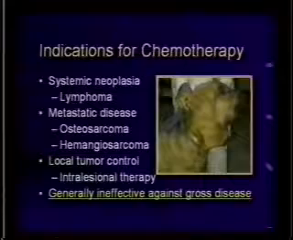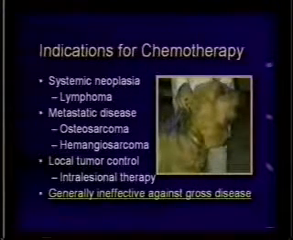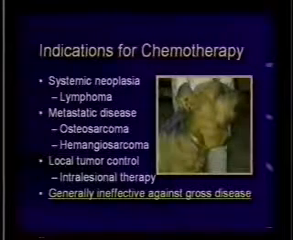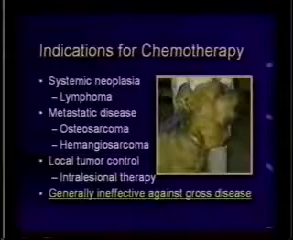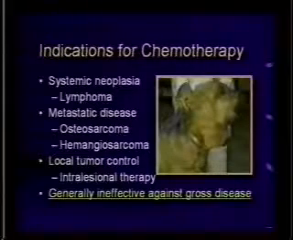But something to keep in mind when we're talking about tumors is that with the exception of lymphoma, chemotherapy is generally ineffective at treating gross disease. So if you have a large tumor, for example, a large sarcoma on a back or on a leg, or a mast cell tumor, these are not likely to respond to chemotherapy alone. So that's when you have to consider adjunctive therapy.